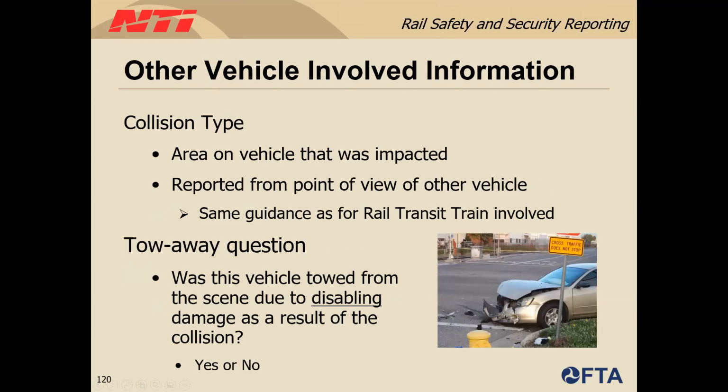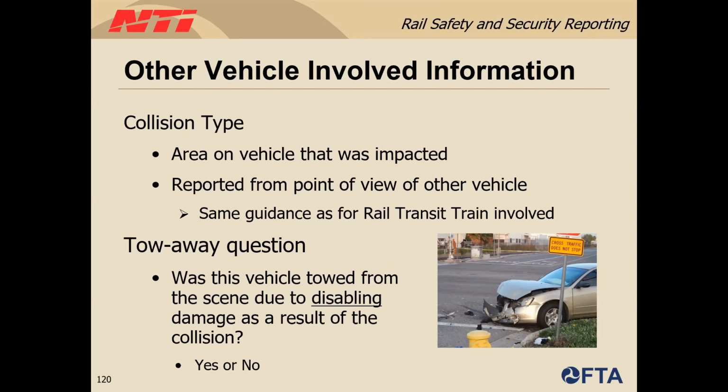Again, the collision type is collected. Just as when you're reporting on the transit vehicle, it's from the viewpoint of the other vehicle. And you'll see the similar options for the impact points as you did on the transit vehicle. And then the last question on the form is the tow-away question. Was this vehicle towed due to disabling damage as a result of the collision? And again, you use that yes or no accordingly.